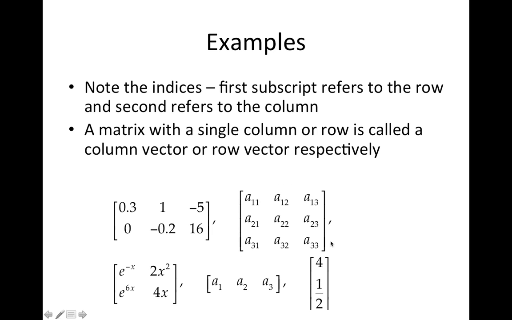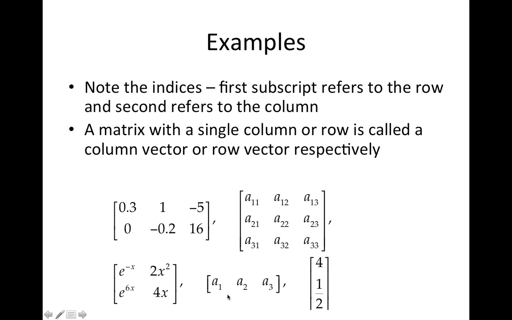This A matrix is an example of a square matrix. It has the same number of rows and columns. But matrices don't have to be square, so here's an example of a numerical matrix. 2 rows, 3 columns. And here's an example of a matrix that has functions. So that's certainly possible. This matrix is square because it has the same number of rows and columns.